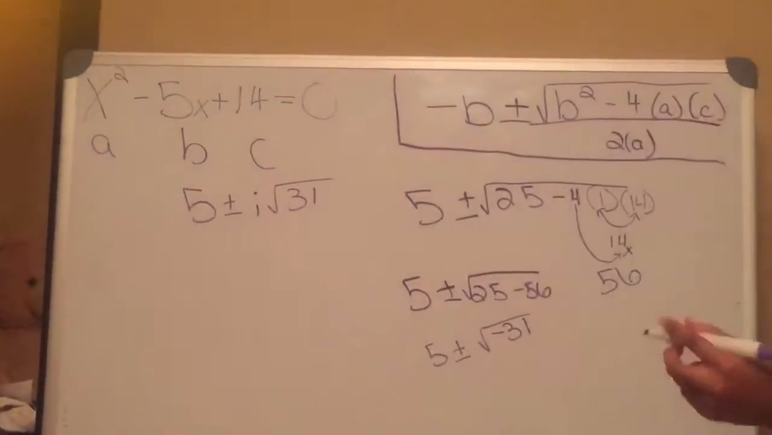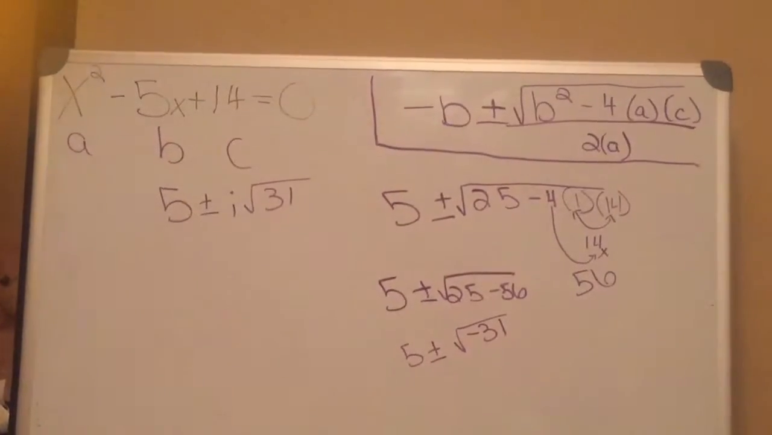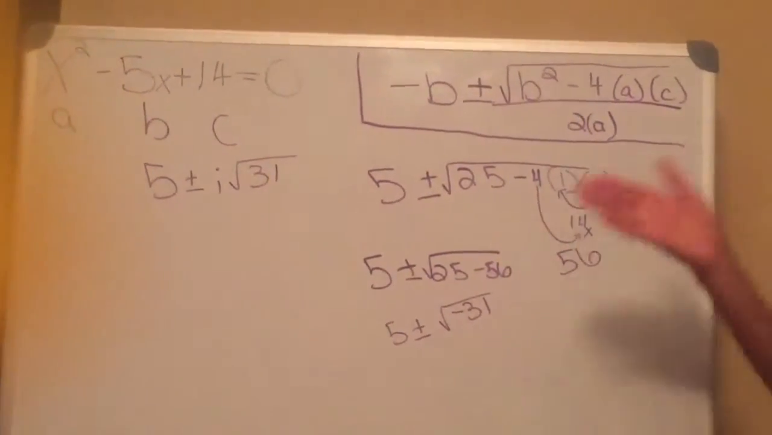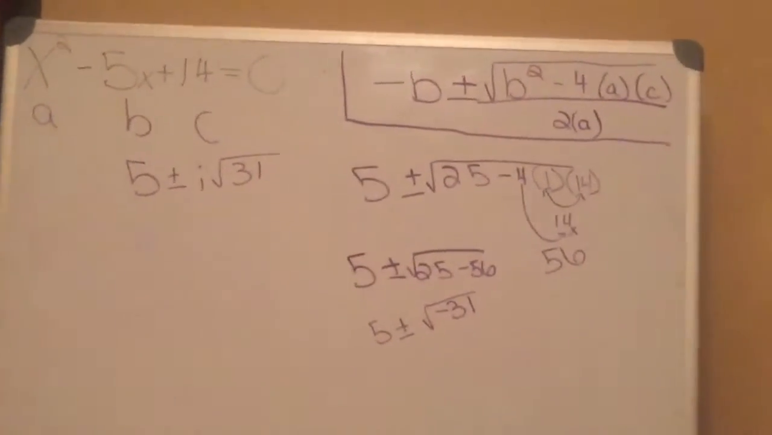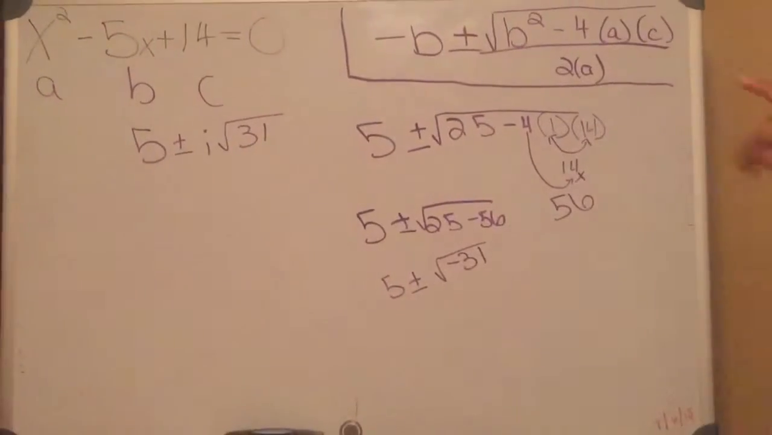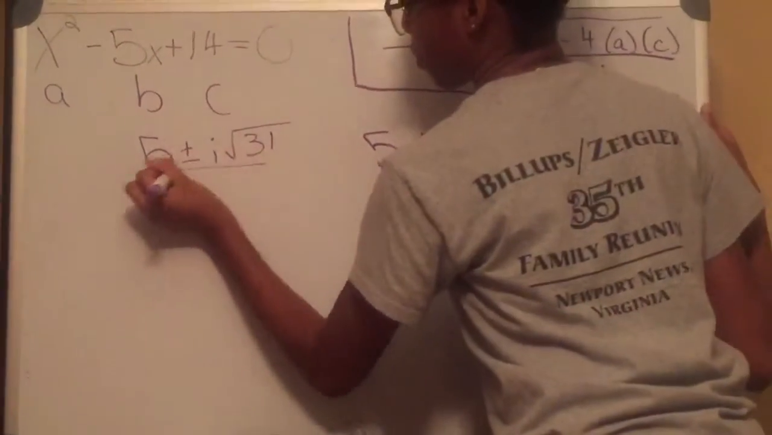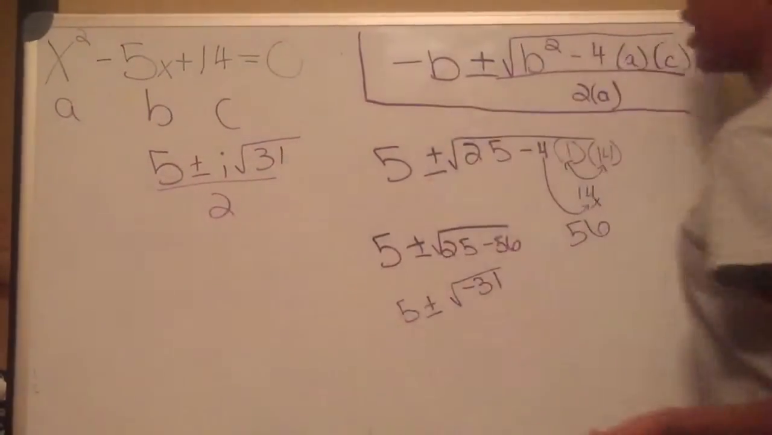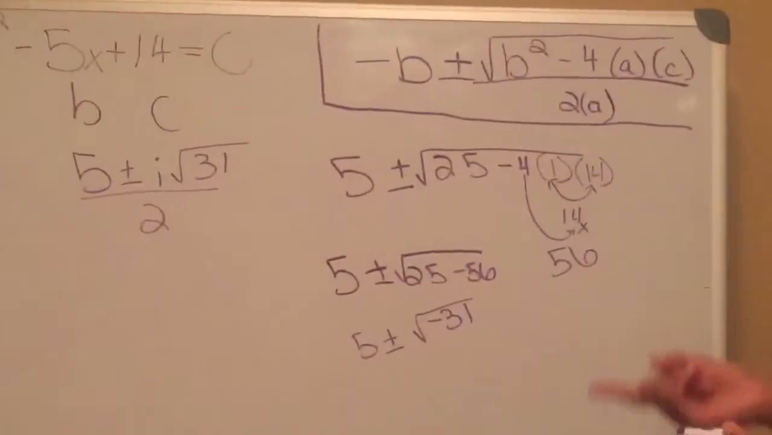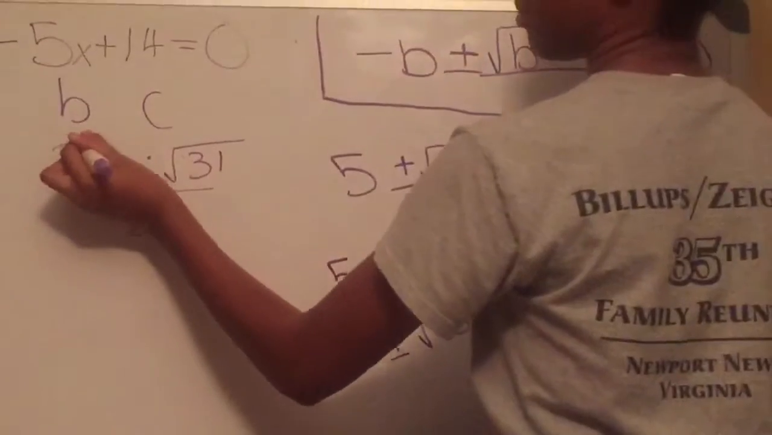Because 31 does not have a square root or any number that goes into it, we have to leave it under the radical. So now we'll deal with the denominator, which is a times 2. Our a is 1, so that'll leave us with the 2. Now 2 does not go into 5, nor does it go into 31, so this is our final answer.